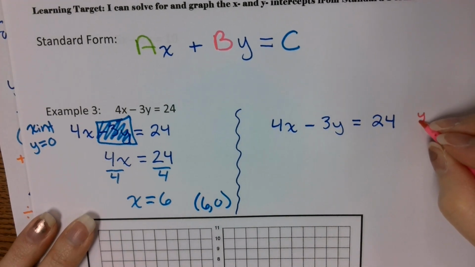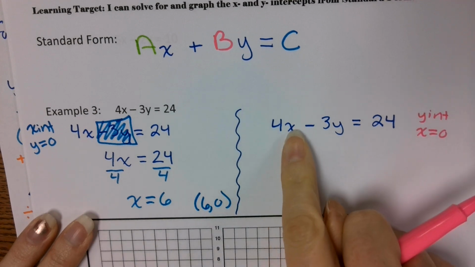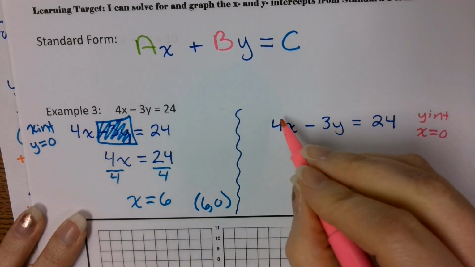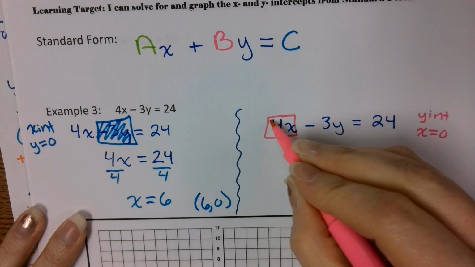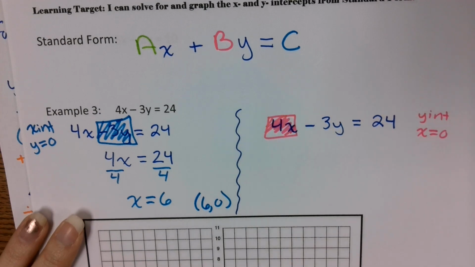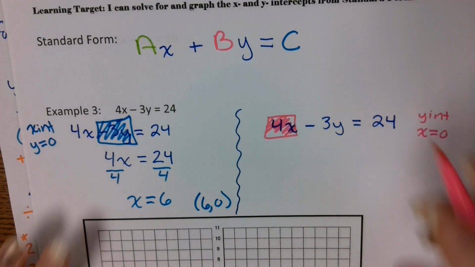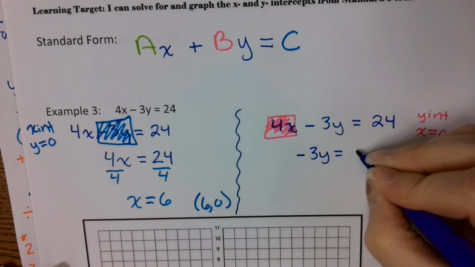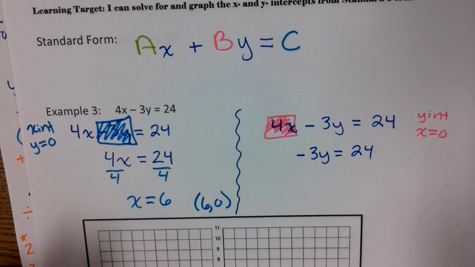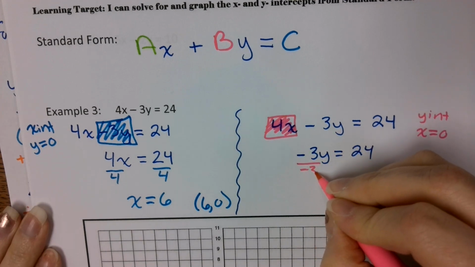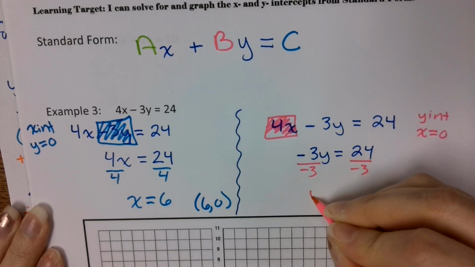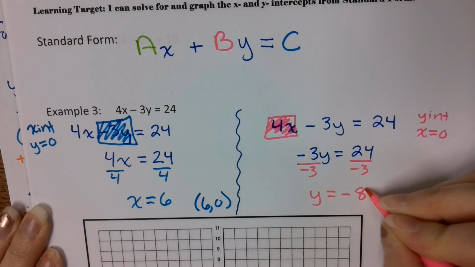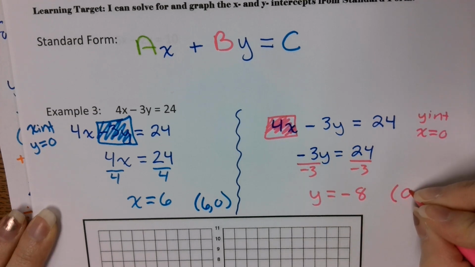For our y-intercept, that means that x is going to be equal to 0. So if this x becomes a 0, it's as if that 4x never even existed. So we're left with negative 3y is equal to 24. And then we would just solve. We would divide both sides by negative 3, and we would get that y is equal to negative 8. There's our point. We'd have (0, -8).